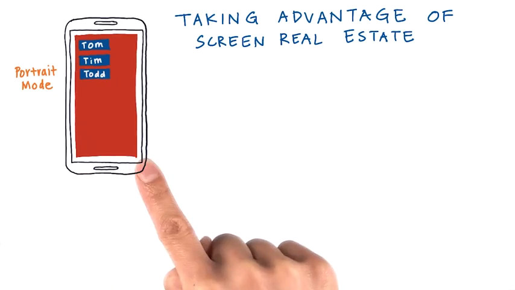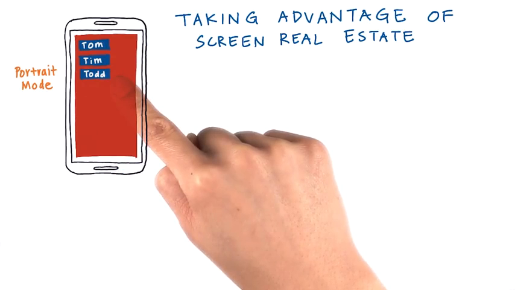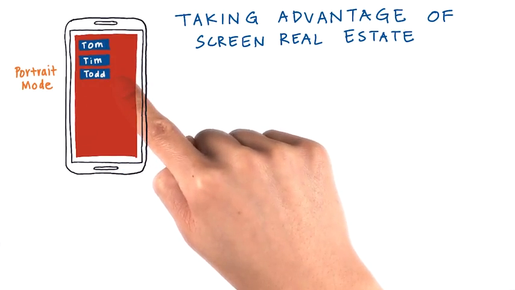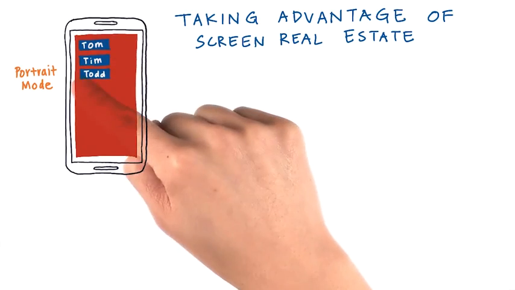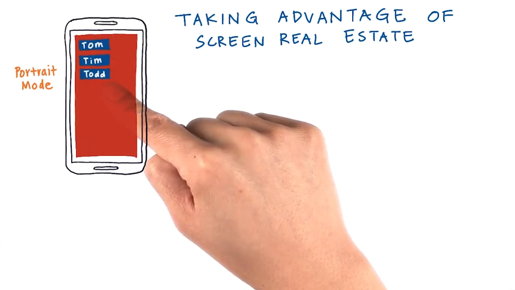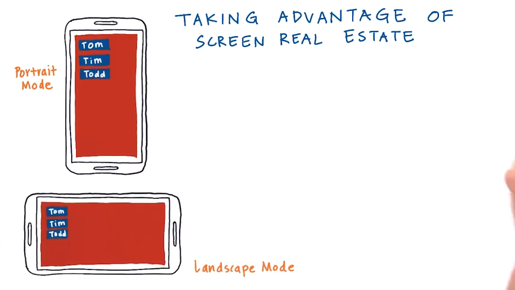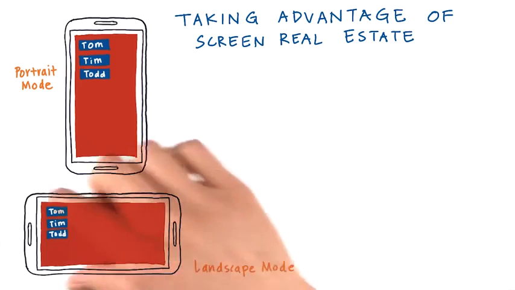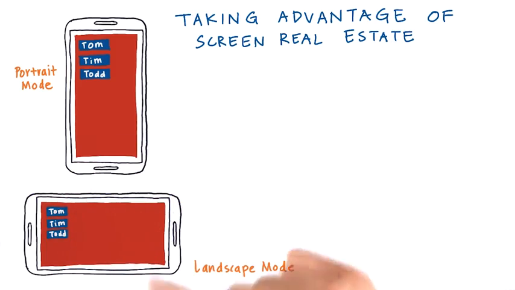For our Nexus 6 phone, say we have a vertical linear layout that has 3 child text views inside: Tom, Tim, and Todd. When we hold the device in portrait mode like this in our hand, then all the text views are grouped in the top left corner of the screen. There's all this blank space left unused. Similarly, if we rotate the device to landscape mode, then the text views are in the top left corner and there's all this blank space left.